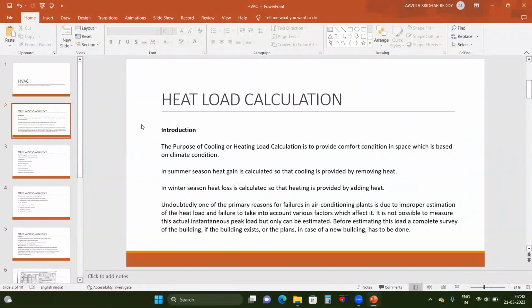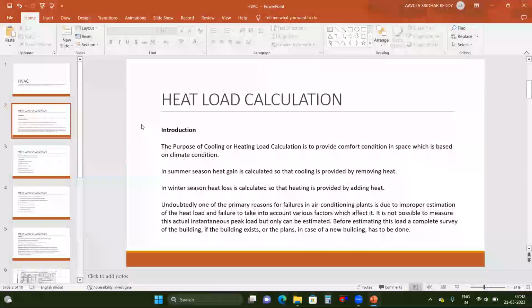Heating is provided by adding heat. In winter season, depending upon the climate locations, if you take Indian locations, it will be around 15 degrees somewhere, 12 degrees also somewhere. There, what we have to do is heating, to raise the temperature. 12 degrees or 15 degrees is not the human comfort temperature, so we will raise it up to 25 degrees centigrade. Here, what is required in winter season is heating.